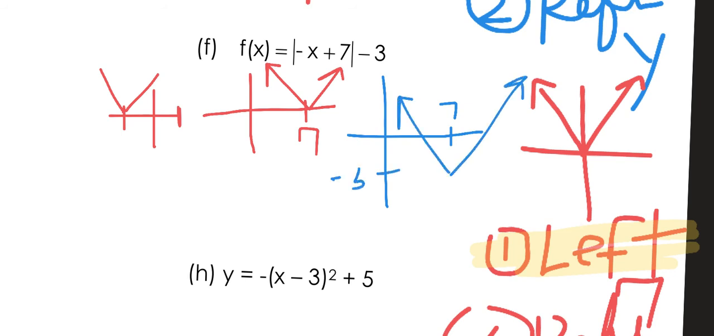Now, somebody might be saying, why is it not upside down if we reflected it? Well, it's going to be upside down if we reflect it over the x-axis. Because this negative was on the inside, we reflected it over the y-axis.